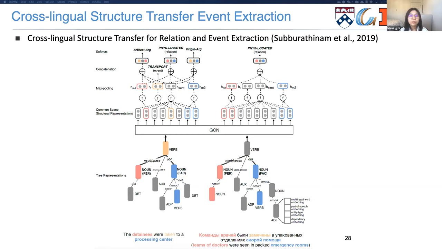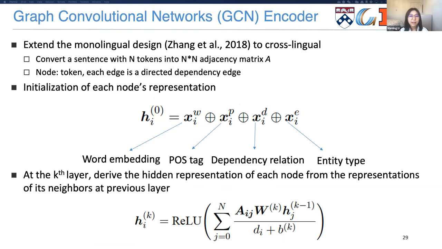So this discovery encourages us to convert a sentence into a dependency structure. And the reason that we use dependency structure is because the universal dependency parsing community has already developed the universal dependency parser for more than 70 languages. After dependency parsing, we use one graph neural network to map the graphs of different languages into one common space. Each node will be initiated using multilingual joint word and entity embedding, and then it will incorporate the information from its neighbors using graph neural networks.